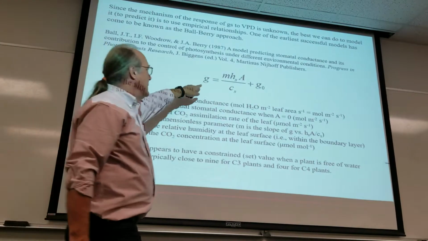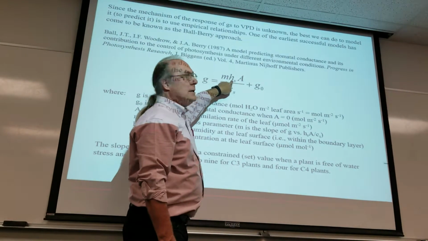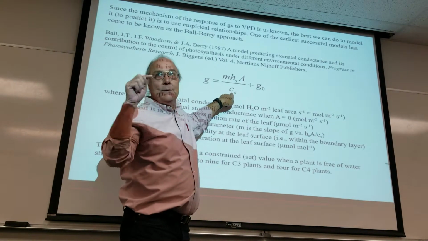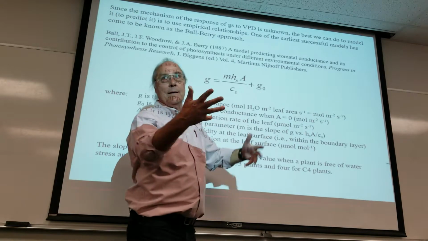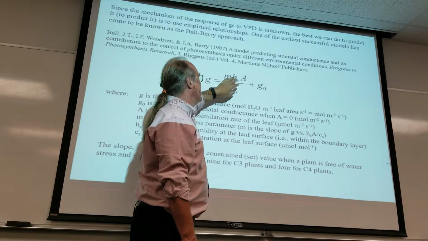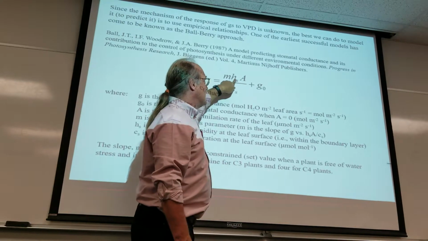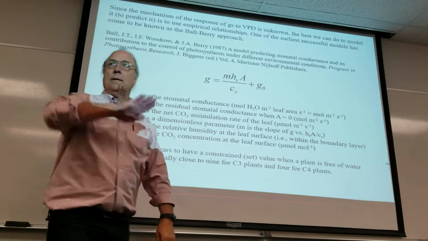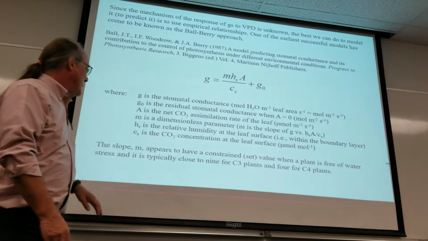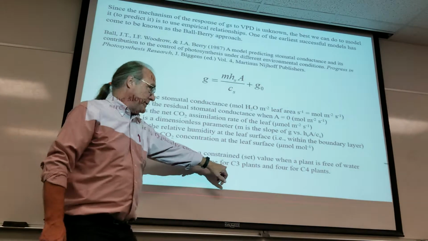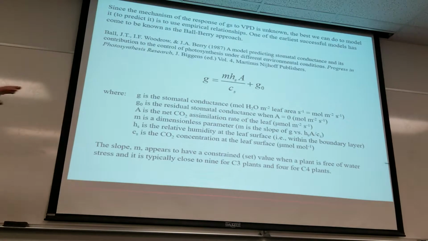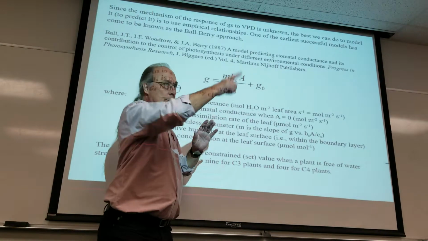The stomatal conductance is some constant times the humidity at the leaf surface times the net CO2 assimilation rate divided by the CO2 concentration at the leaf surface plus another constant. So here's the slope, here's the intercept. If you plot stomatal conductance as a function of hs, A over Cs, you get a straight line. And what's more, you get a straight line with a slope of 9 for C3 plants and 4 for C4 plants.